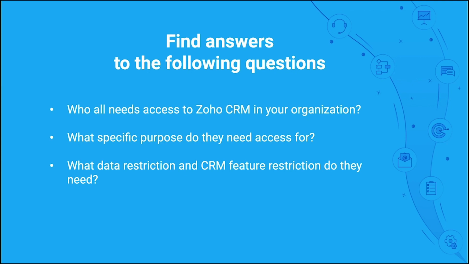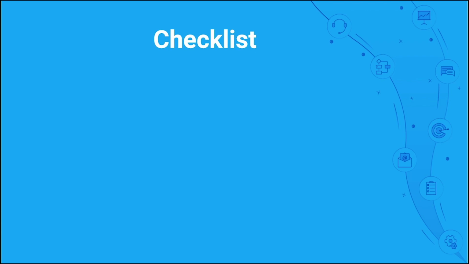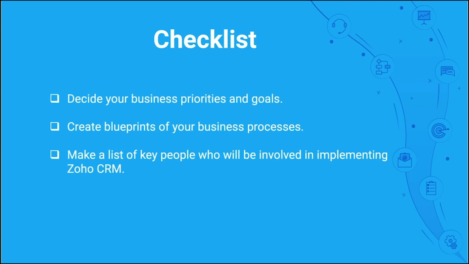Before you move on to the next phase of implementation, make sure you have a checklist of your business priorities and goals, blueprints of your business processes, and a list of key people who will be involved in implementing Zoho CRM.